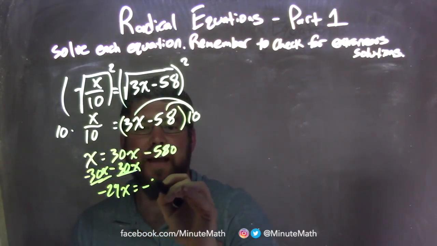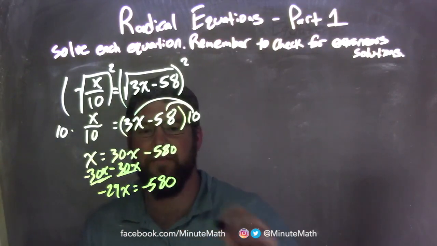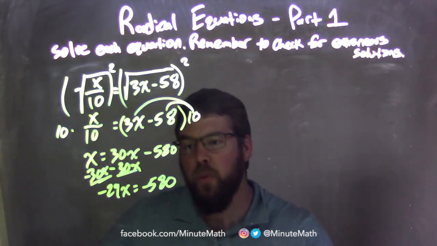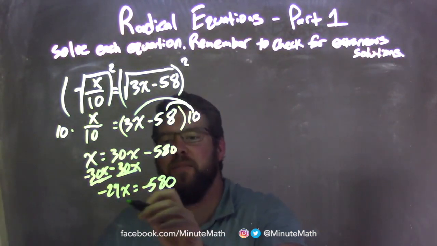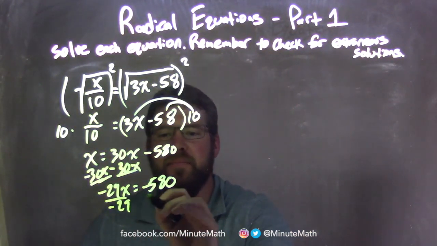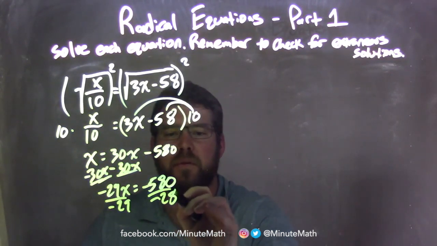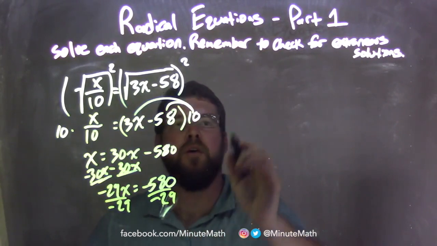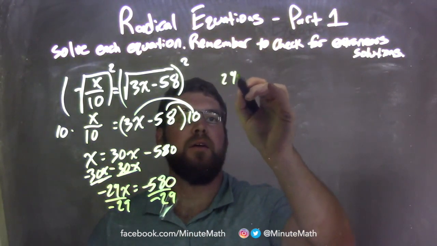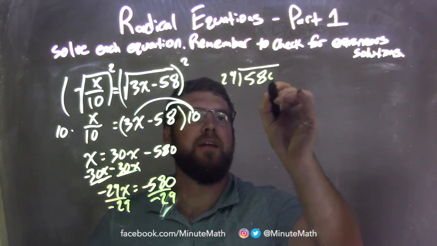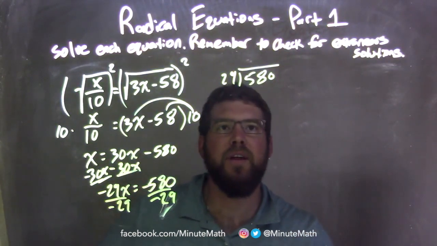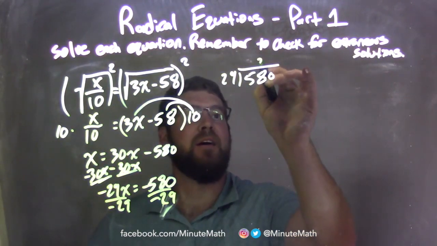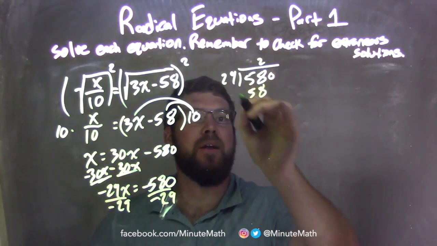X equals a negative 580. Okay? So now we want to see how many times does 29 go into 580. Now, I divide both sides by negative 29. So let's do long division here. 29 goes into 580. Well, 29 goes into 58. That's going to be twice, right? 58, right? 2 times 29 is 58.